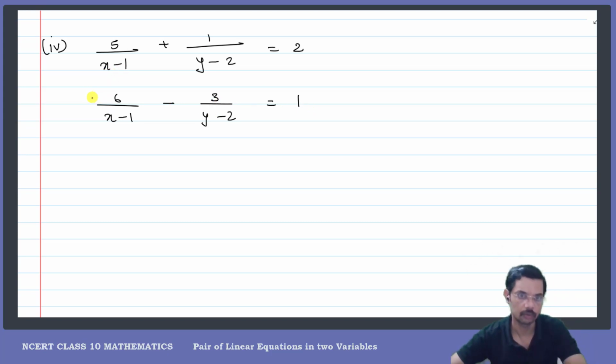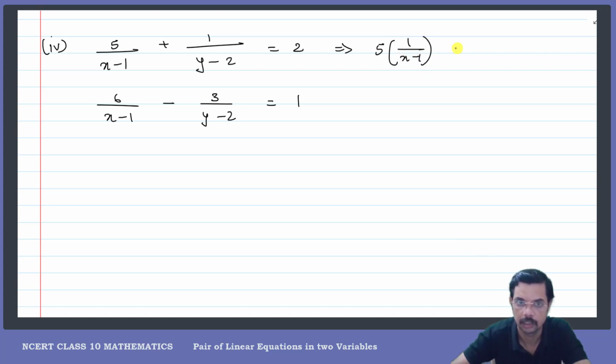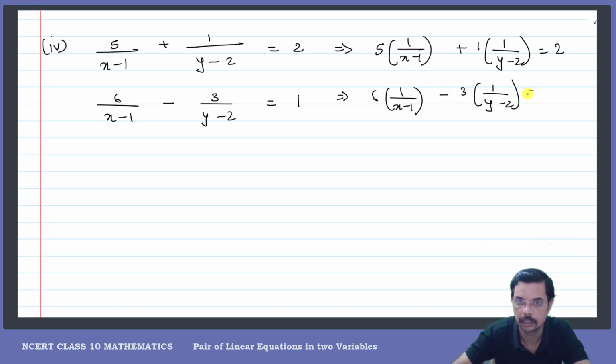Now here what we are going to assume is 1 by x minus 1. Because when we simplify this, we can write 5 into 1 by x minus 1 plus 1 into 1 by y minus 2 equal to 2. And 6 into 1 by x minus 1 minus 3 into 1 by y minus 2, and that is equal to 1.